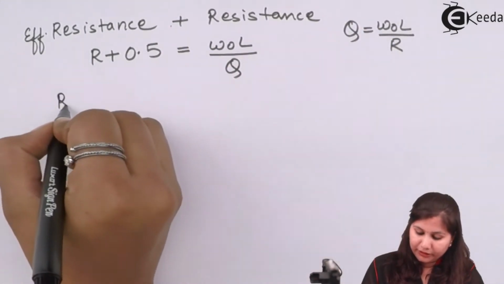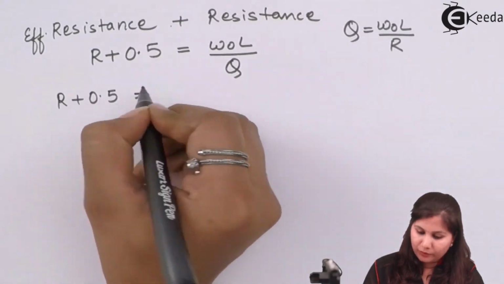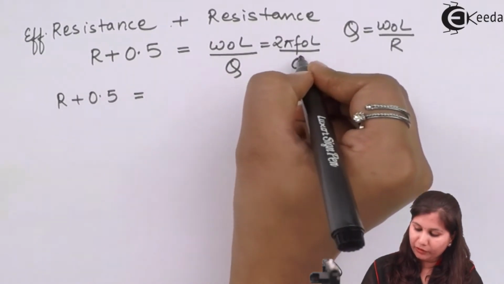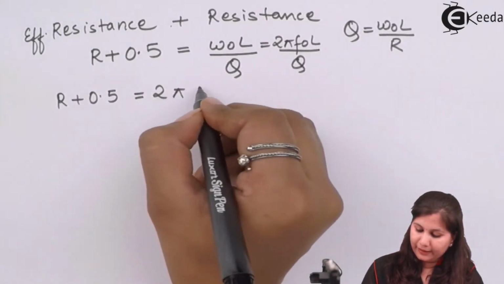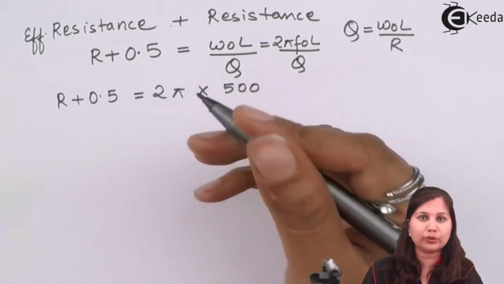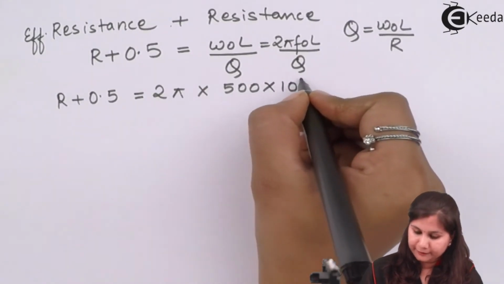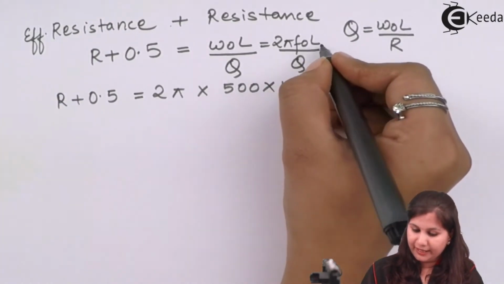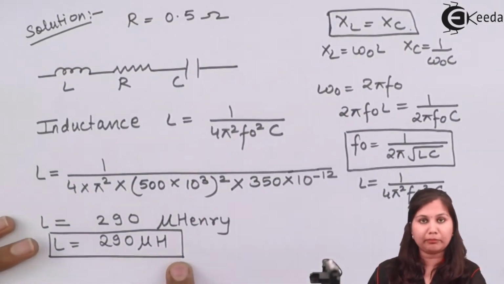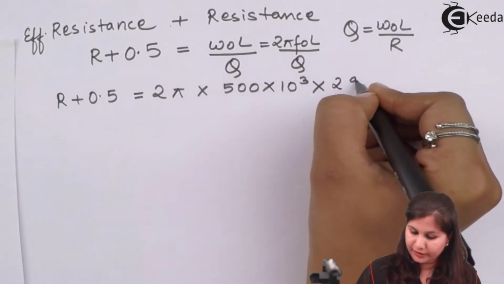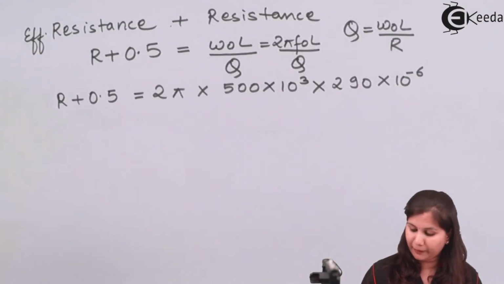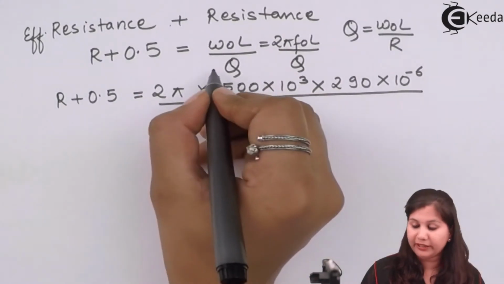Now putting the values of L, omega is again 2 pi F naught. So we can write 2 pi F naught L upon Q. So 2 pi into F naught, where the frequency is again 500 kilohertz, so it has to be converted into hertz. Then we have L. L we have already calculated earlier. It is 290 microhenry. So we will write 290 microhenry converted into Henry, so multiplied by 10 raised to the power minus 6, divided by the quality factor Q.